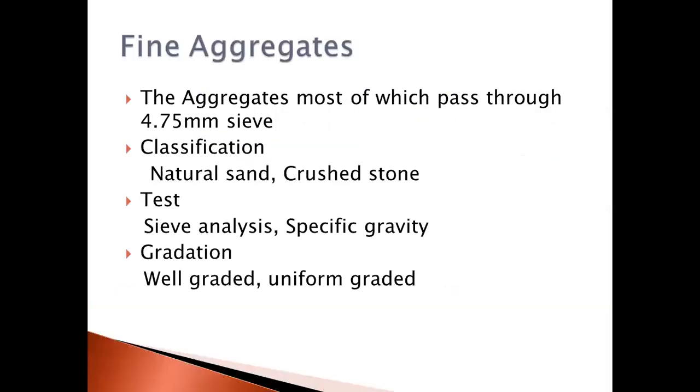So first we will see the fine aggregates. Sand is known as the fine aggregate. The aggregates, most of which pass through a 4 mm sieve, are known as fine aggregates. For classification, we have natural sand, that is river sand, and crushed stone, which we are currently using, known as M sand. And for testing, we do the sieve analysis test and the specific gravity test.